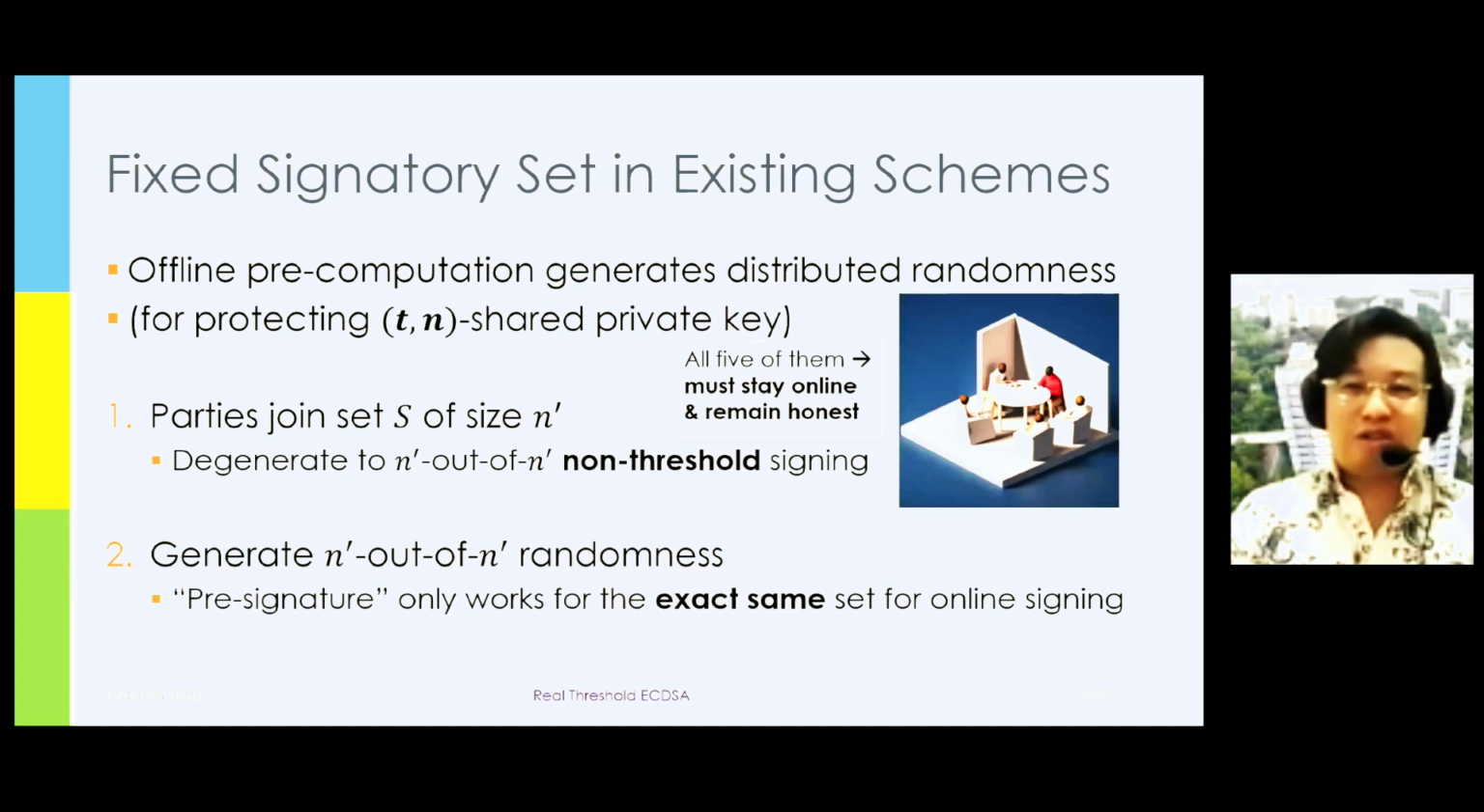So as an illustration, for example, we have 5 persons here. All 5 of them, once they have joined, must stay online and remain honest forever, such that the signature will eventually be issued. Otherwise, you need to restart from scratch.